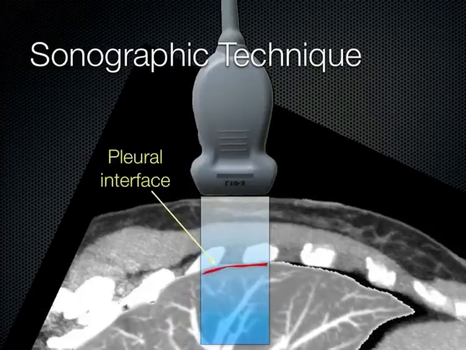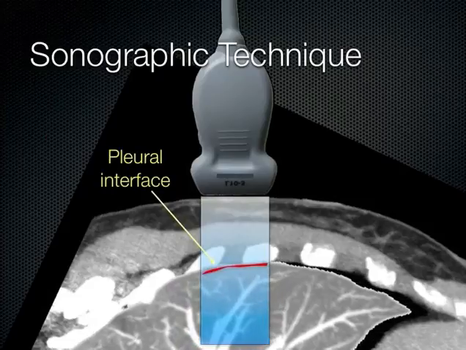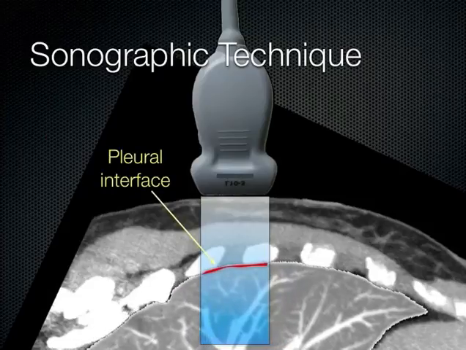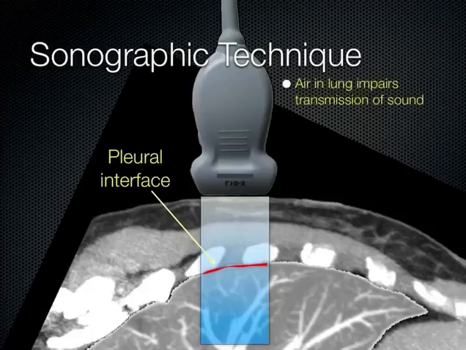So remember that air impairs transmission of sound. So when the lung is up, you will see sometimes very faint B lines, you'll see A lines, but you won't see deep into the lung unless the lung is consolidated or something is wrong with the lung. But you can see the pleural interface, you should be able to see that, you should be able to see sliding.